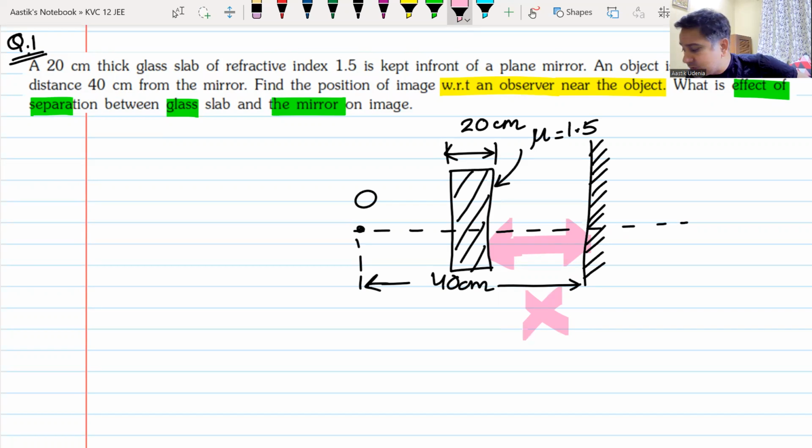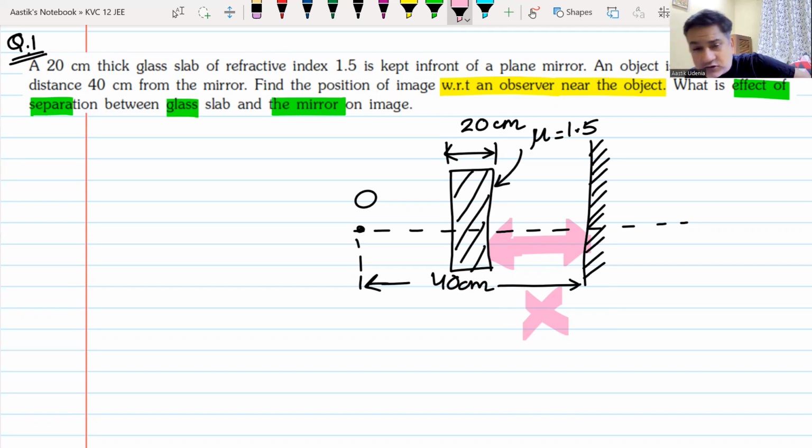How are you going to solve the question? If this glass slab was not there, the answer was pretty simple. Where will you get the image? The object is 40 centimeters ahead of the mirror. The answer will be 40 centimeters behind the mirror. Yes or no? Yes, sir. If the glass slab is not there, the answer is straight away 40 centimeters behind the mirror.